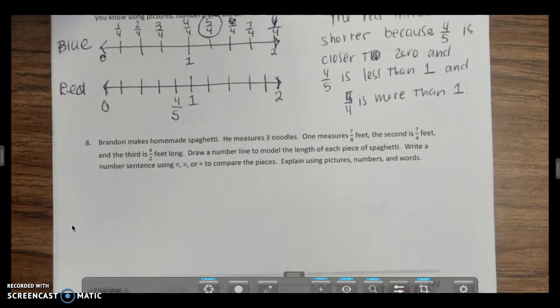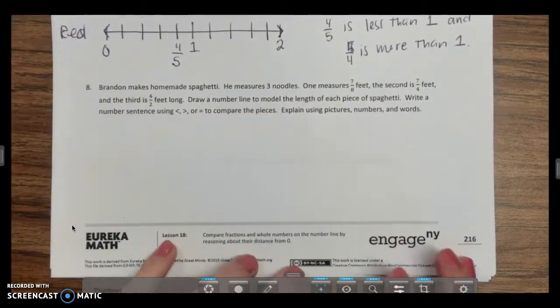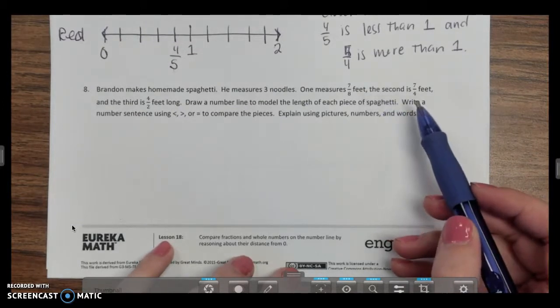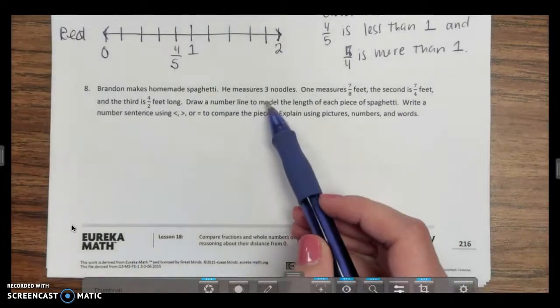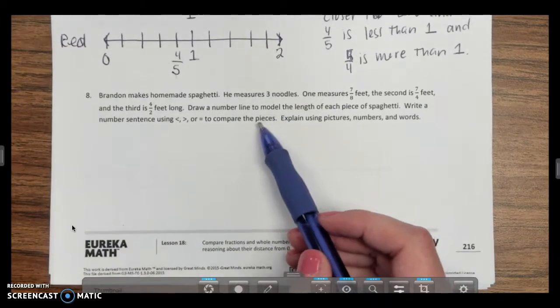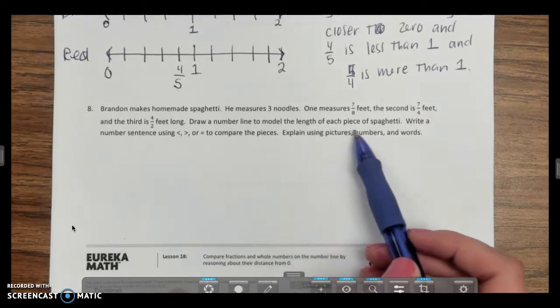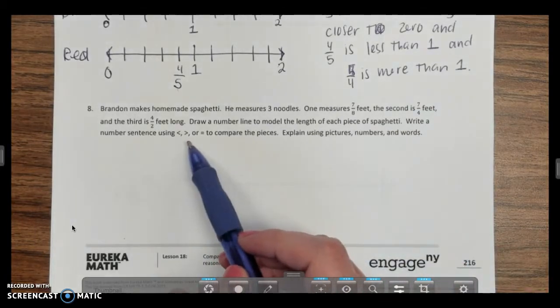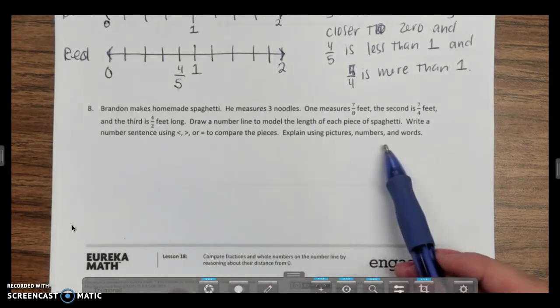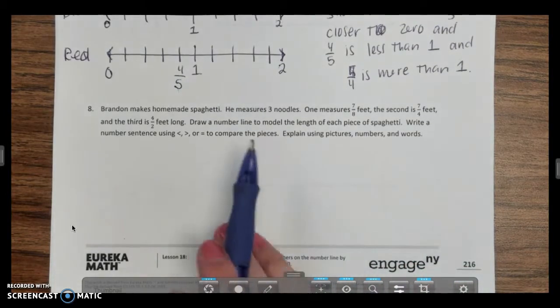Brandon makes homemade spaghetti. He measures 3 noodles. One measures 7/8 of a foot, the second is 7/4 feet, and the third is 4/2 feet long. Draw a number line to model the length of each piece of spaghetti. Write a number sentence using greater than, less than, or equal to compare the pieces. Explain using pictures, numbers, and words.